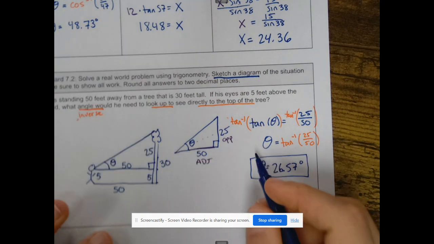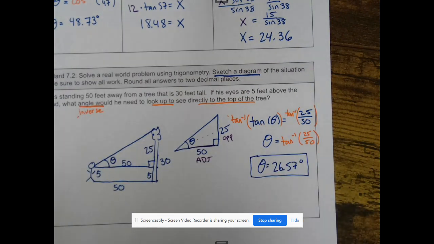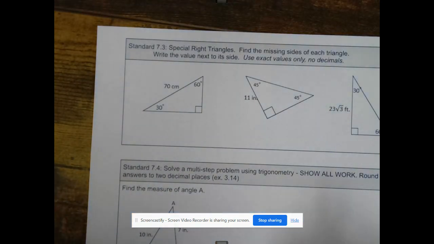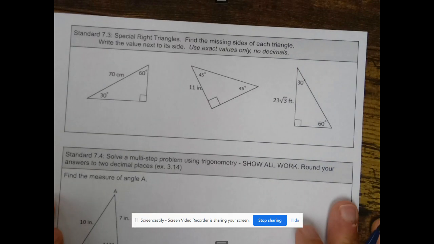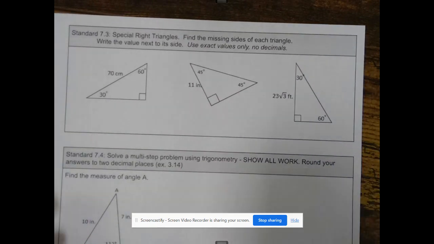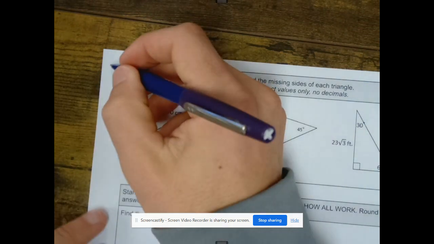All right, there are standards 1 and 2 down. Let's move on to standard 3. Standard 7.3 is special right triangles. Now here, you have 2 patterns to remember. I might write these down kind of maybe over here on the left. That way, again, it's just less in your brain.